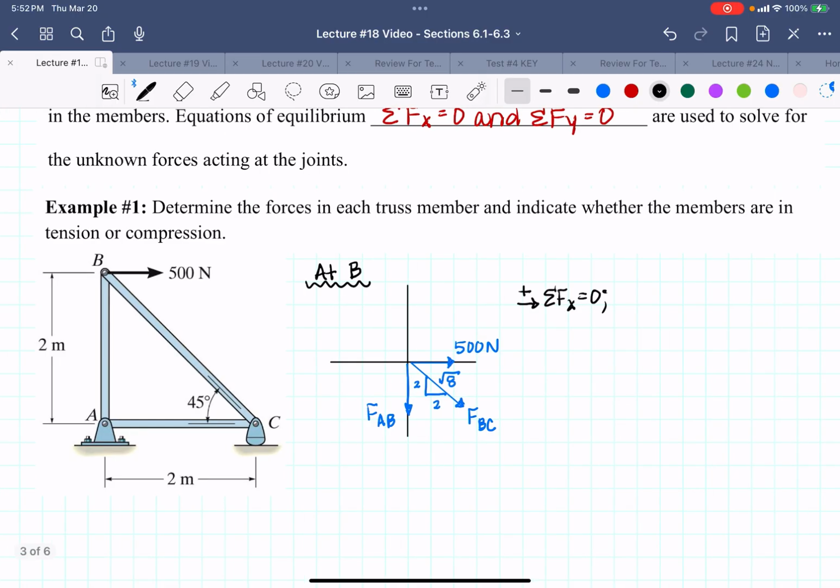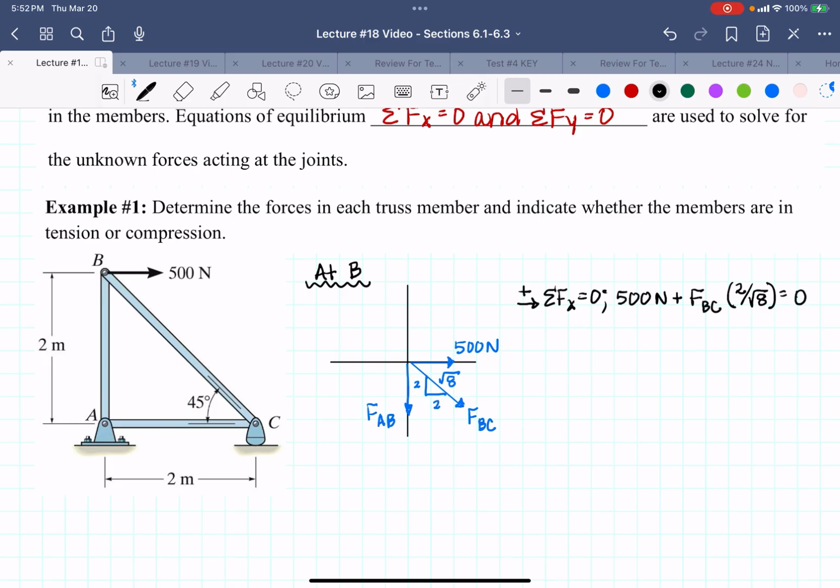So I'm going to have 500 newtons going to the right, and then I have also in the positive direction FBC, and its similar triangle is going to be 2 over the square root of 8, which equals 0.